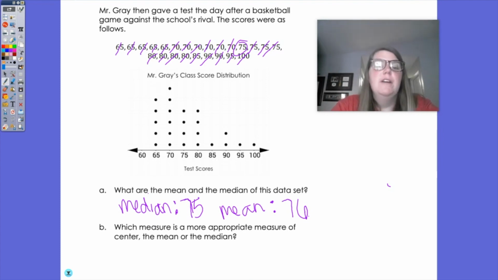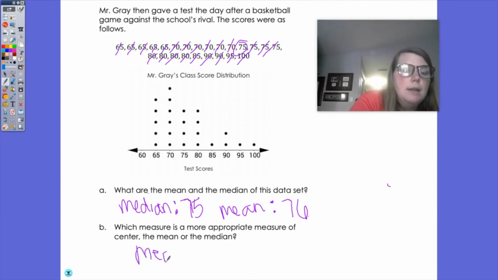So which measure of the center is more appropriate? If we look, this is not considered a normal distribution because you'll notice that most of the data is to the left-hand side of the middle. So I would definitely say because it's not symmetrical, it's not normal, we want to use the median.